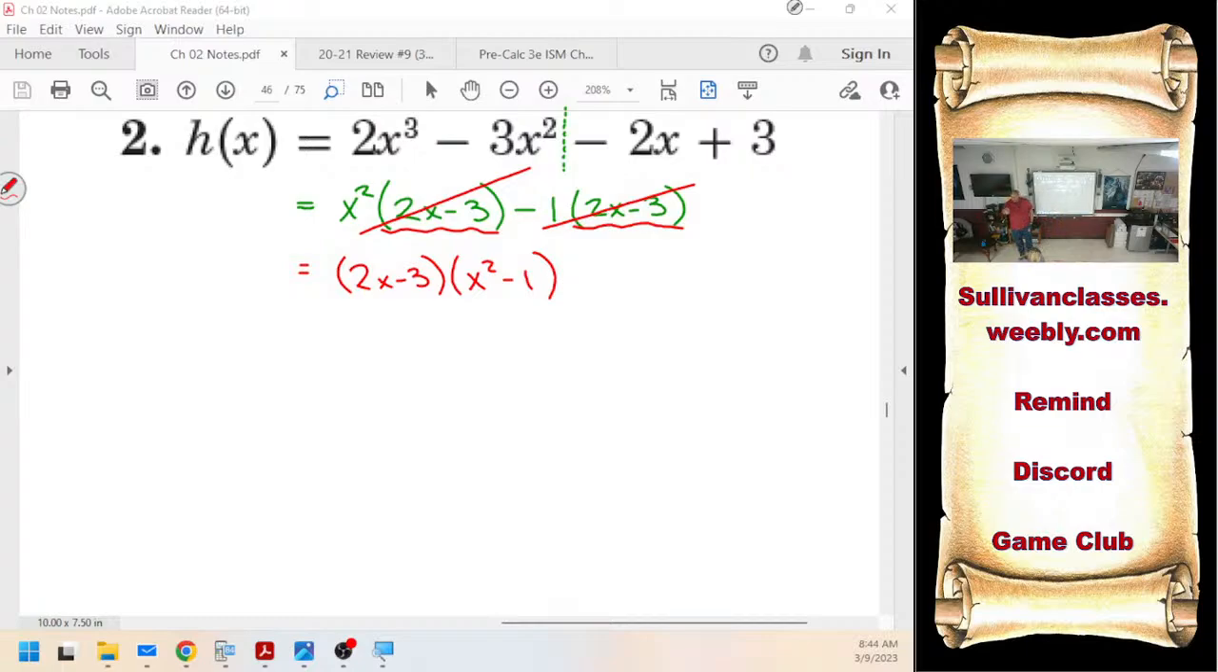I'm not done yet because this is the difference of squares. Difference of squares says square root of a, square root of b, plus minus conjugate pairs. Yes, ma'am. All right, good talk. So I'm going to go 2x minus 3 with x plus 1 and x minus 1. Set each equal to 0 and solve. X is 3/2, plus or minus 1. Okay?